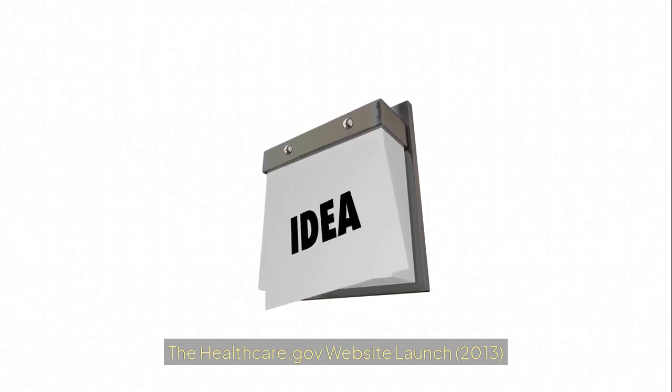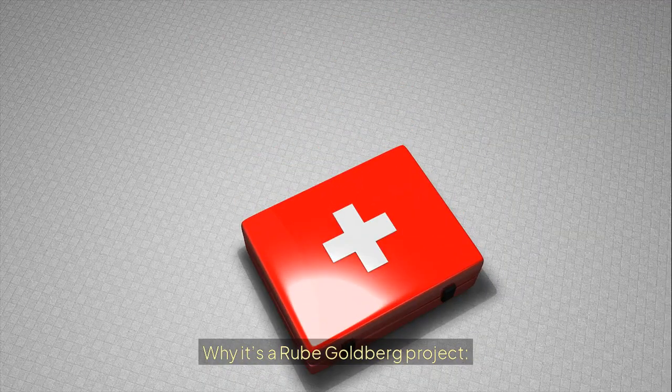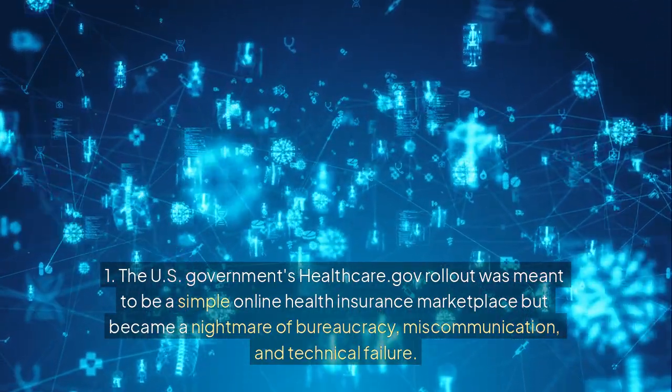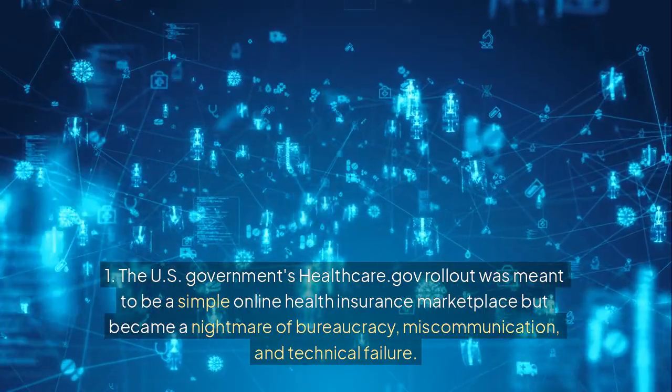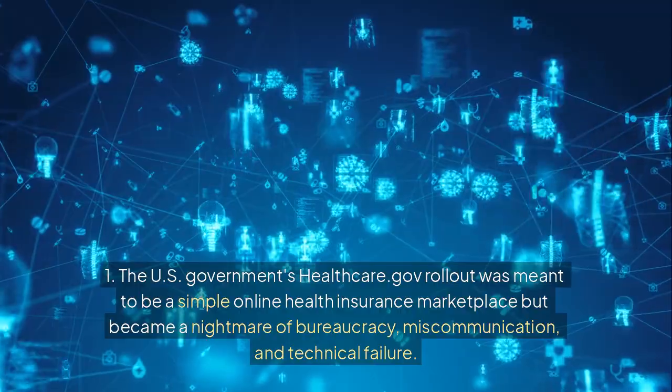The healthcare.gov website launch, 2013. Why it's a Rube Goldberg project. 1. The US government's healthcare.gov rollout was meant to be a simple online health insurance marketplace but became a nightmare of bureaucracy, miscommunication, and technical failure.